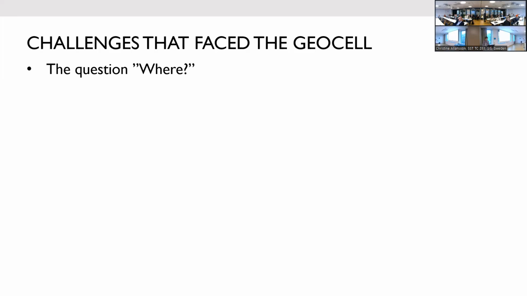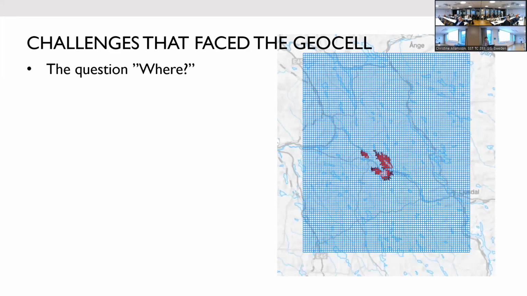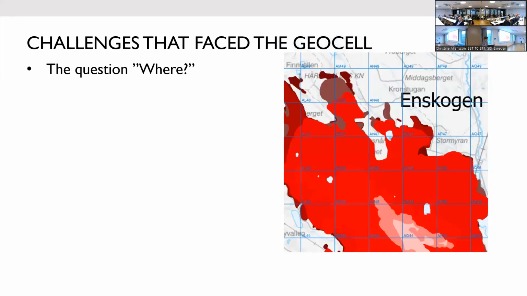So the geocell therefore came up with the idea to create an index over the whole area, where every square was 100 times 100 meters and named uniquely. And this index was printed on every map produced. And the geocell did not hear about any more difficulties in reporting positions after that.